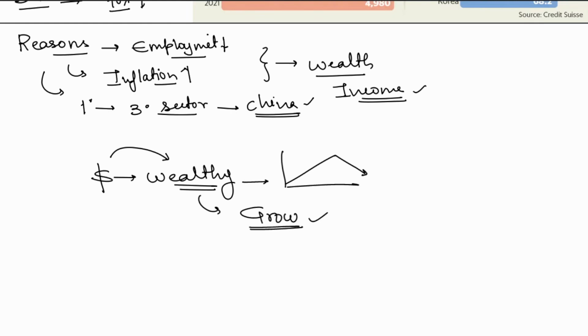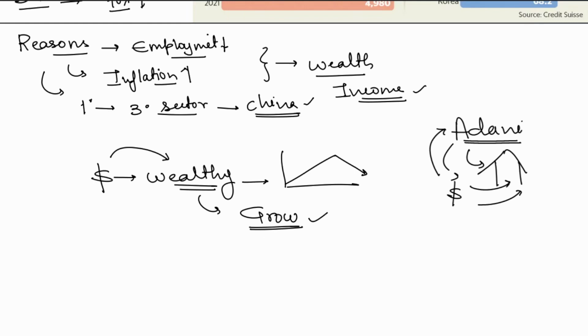Okay, let's talk about Adani. Adani is not sitting at home with all this wealth. He has companies, there are people employed in the companies, there are businesses. Wealth is being distributed among them also. But it is shown that the wealth is with Adani. Why? Because it is inside his corporation, in his corporate system.